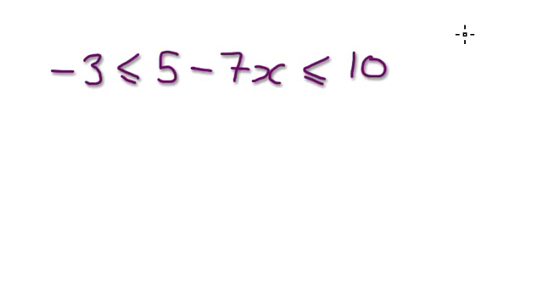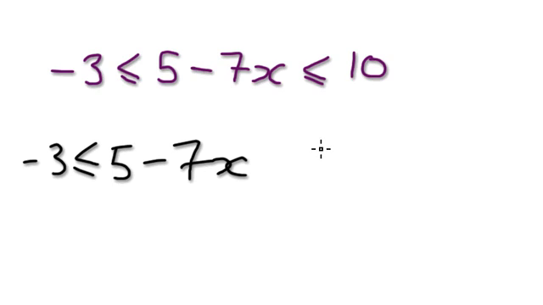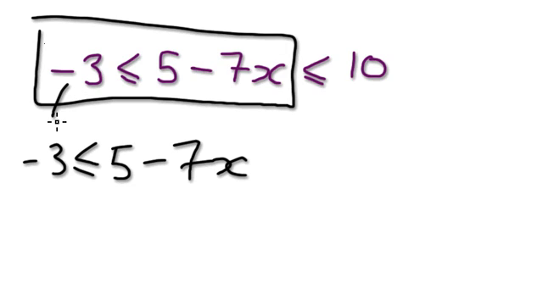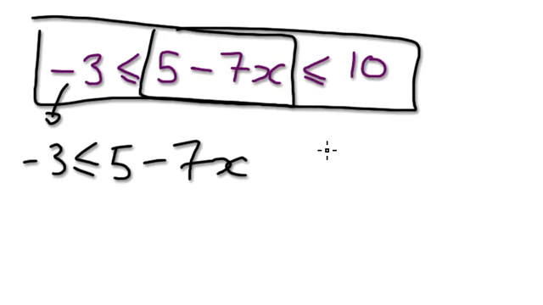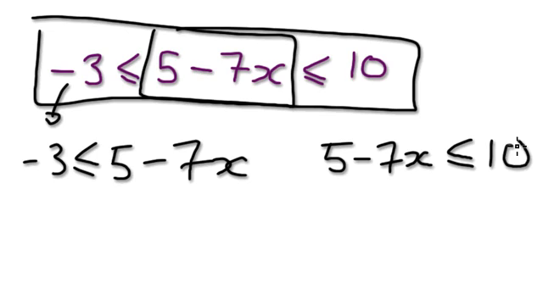Okay, so next one here. Solve this one. Press pause and have a go. So here, break it up as this: minus 3 less than or equal to. Let me just break this up. So on one side, this here is this bit here. Now I'll break this up as this. On the right hand side, 5 minus 7x less than or equal to 10.